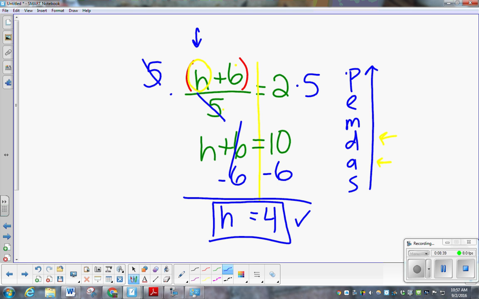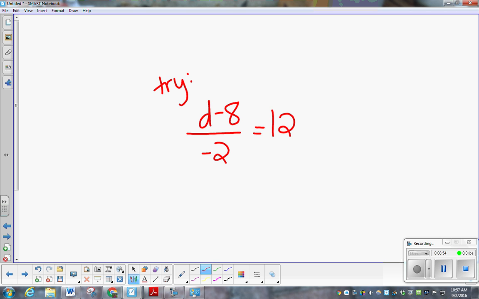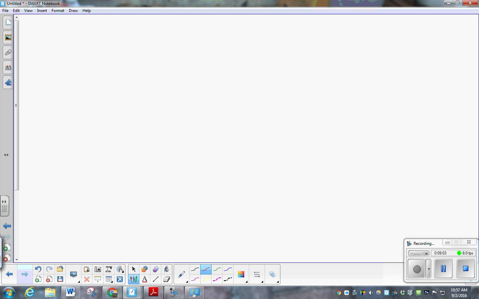I'm going to give you a similar example that I want you to try. Try solving for d here. D minus 8 over negative 2 equals 12. Follow along the last example and try that one. All right, I've got 2 more examples for you.